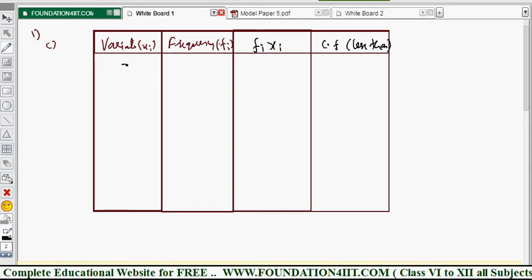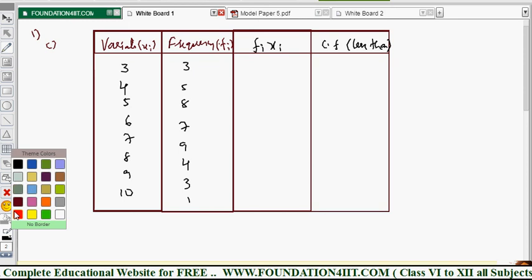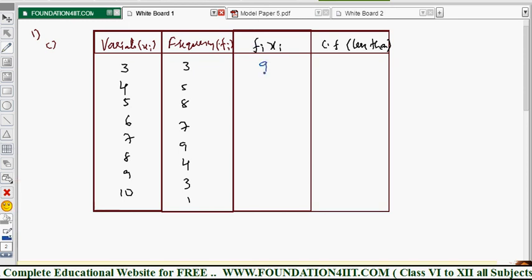First, the variate, the given data. As per the question, it is 3, 4, 5, 6, 7, 8, 9, 10. This is the given data. And the frequency from the question is 3, 5, 8, 7, 9, 4, 3 and 1. And fi and xi, we will multiply both. So 3 into 3 is 9, 4 into 5 is 20, and 40, 42. Just multiply these, 63, 4 into 8 is 32, 9 into 3 is 27, 10 into 1 is 10.